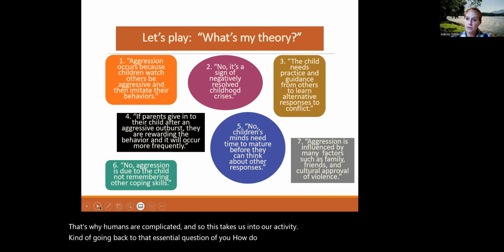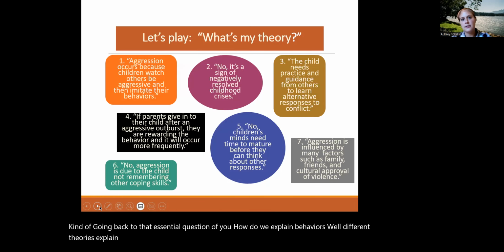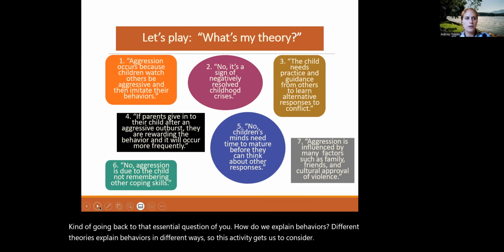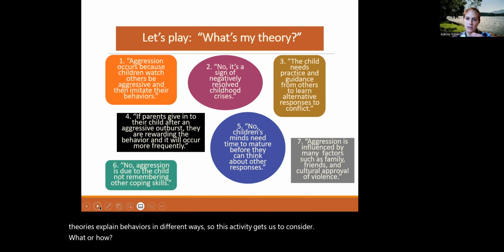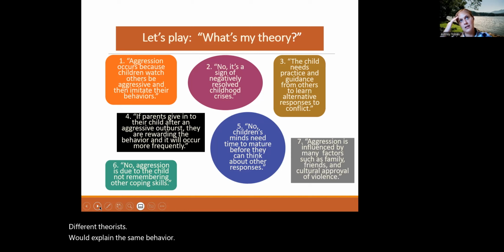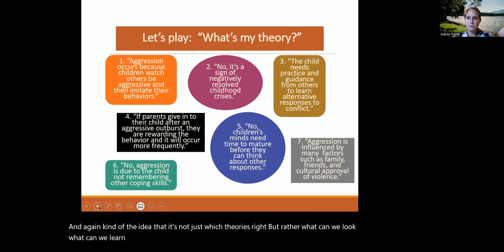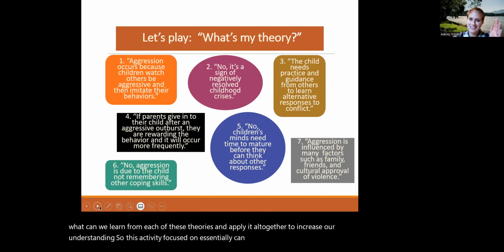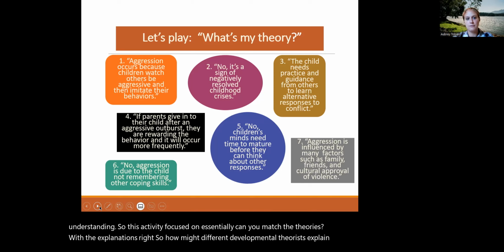And so this takes us into our activity, going back to that essential question of, how do we explain behaviors? Well, different theories explain behaviors in different ways. So this activity gets us to consider how different theorists would explain the same behavior. Again, the idea is that it's not just which theory is right, but rather what can we learn from each of these theories and apply it all together to increase our understanding.